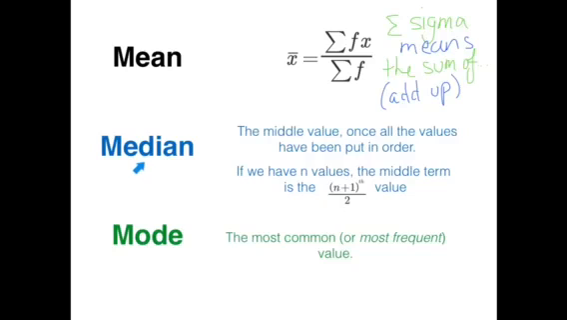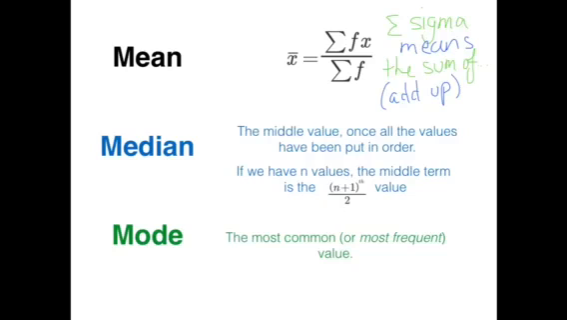Our second type of average is the median. And it's the middle value. But we have to be careful to put the values in order first, either from largest to smallest or smallest to largest. And to find the middle value, if there are n values, we add 1 to that number and divide by 2. And that'll tell us which value is going to be the middle one, or the median.